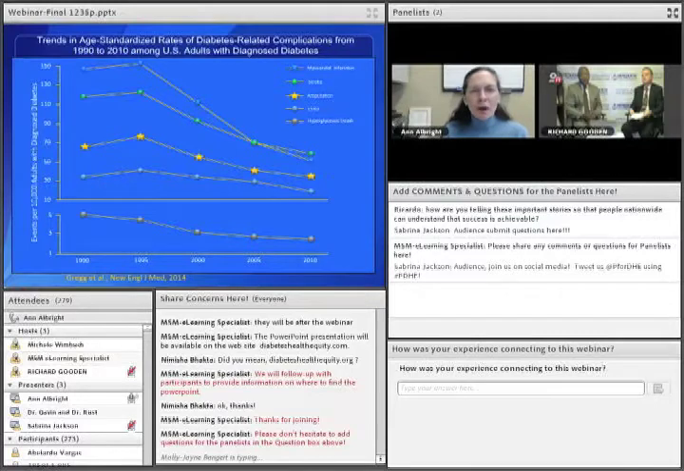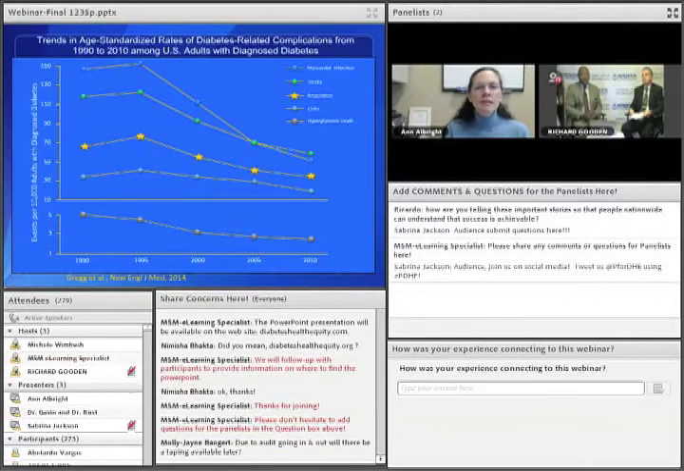Are we where we need to be? Not by a long shot. We have a lot more to do. These data, by the way, represent the average person with diabetes. When you look at this data by race, ethnicity, these improvements are probably by about half as much as they are for the predominant population when compared to non-Hispanic whites.